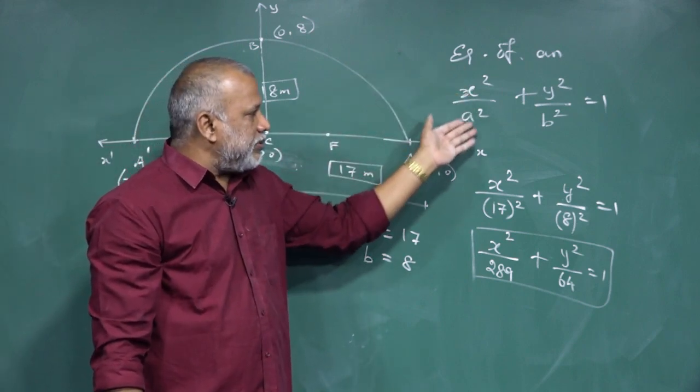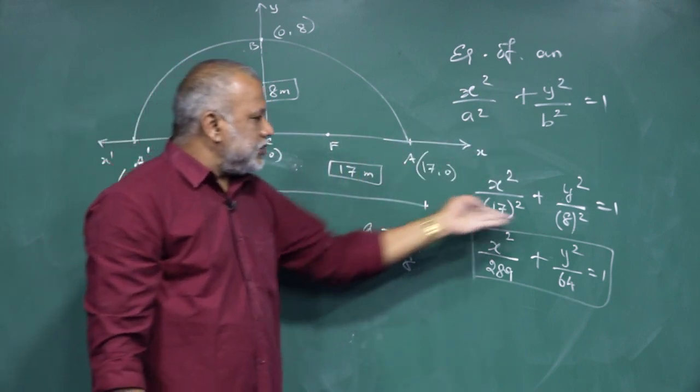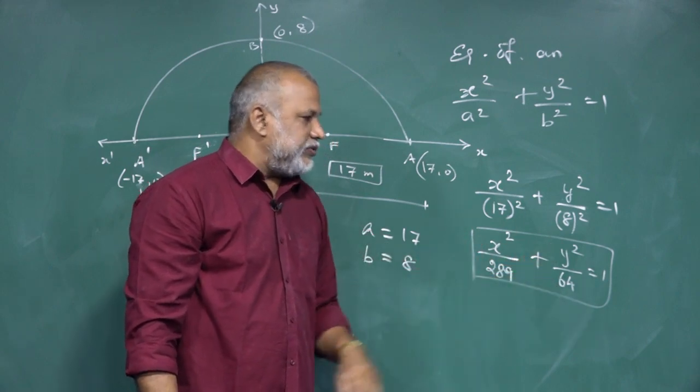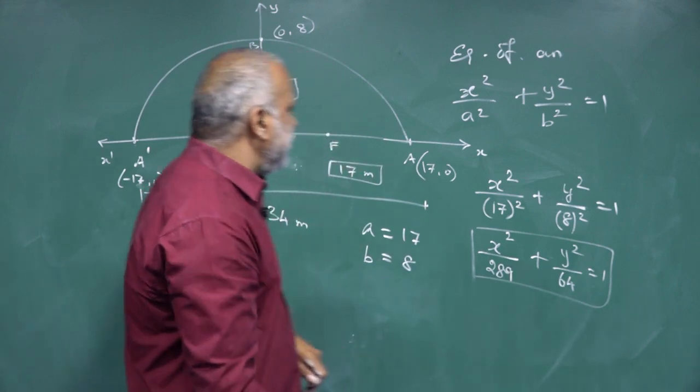The equation of this ellipse is x squared by a squared plus y squared by b squared, because it is type number 1, with the major axis along the x-axis. So substitute the data and simplify: x squared by 289 plus y squared by 64 equals 1. Now we are going to find the eccentricity. That is the question they are asking.